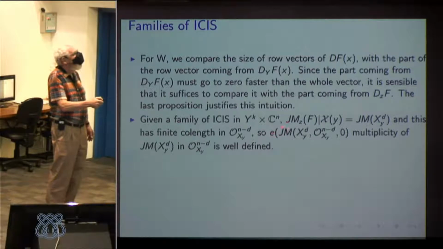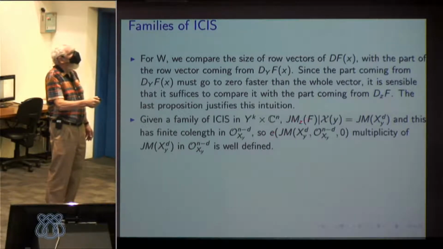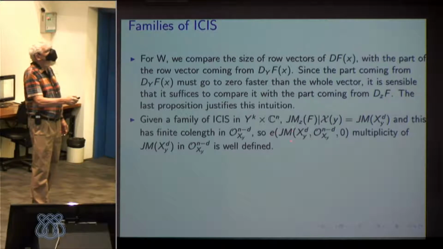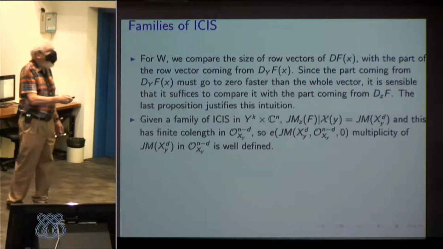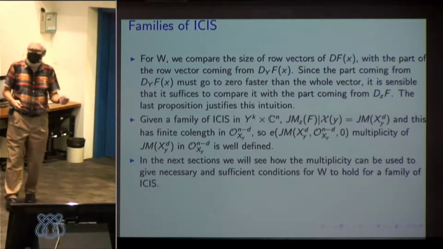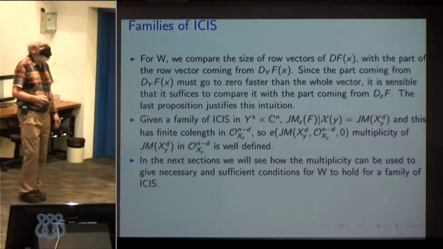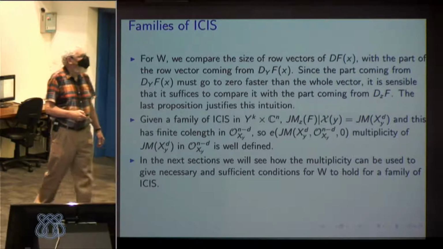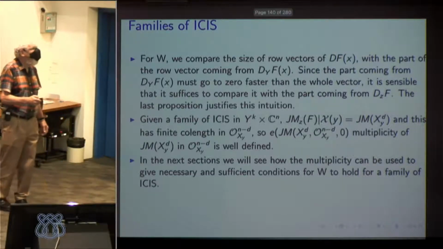Okay, so the payoff is this. Given a family of ices, this thing does restrict to the Jacobian module of x. If it's an isis, it has finite colength in here. So that means the multiplicity of this module is defined. In the next talk this afternoon, we'll see how the multiplicity can be used to give necessary and sufficient conditions for W to hold for a family of ices.